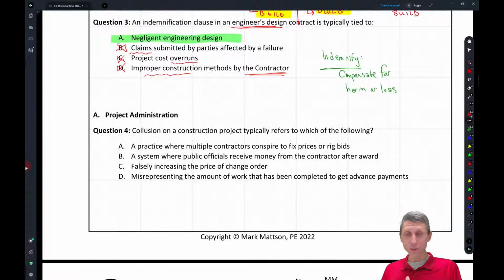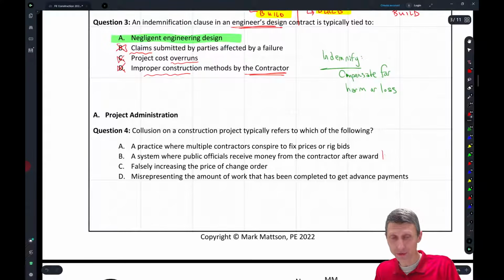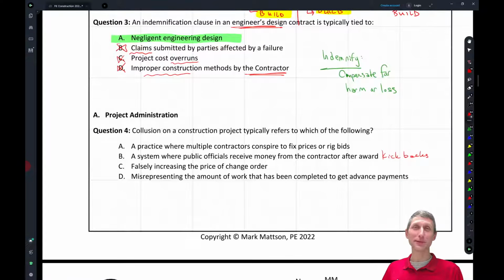So B: a system where public officials receive money from the contractor after the award. This is called kickbacks. It's illegal. It's what got Spiro Agnew kicked out as vice president back when Nixon was in office. Okay, Spiro Agnew took kickbacks while he was in the White House from contractors.